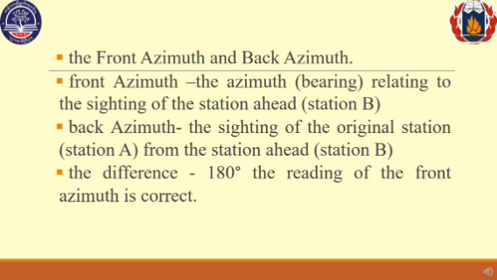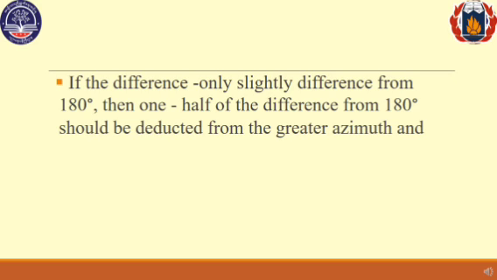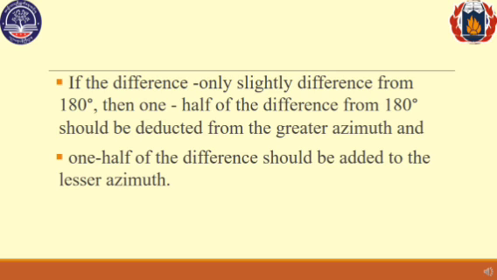If the difference between the front bearing and the back bearing is only slightly different from 180 degrees, then one half of the difference from 180 degrees should be deducted from the greater bearing, and one half of the difference should be added to the lesser bearing. In this way, the difference between the front and back bearing will be 180 degrees.